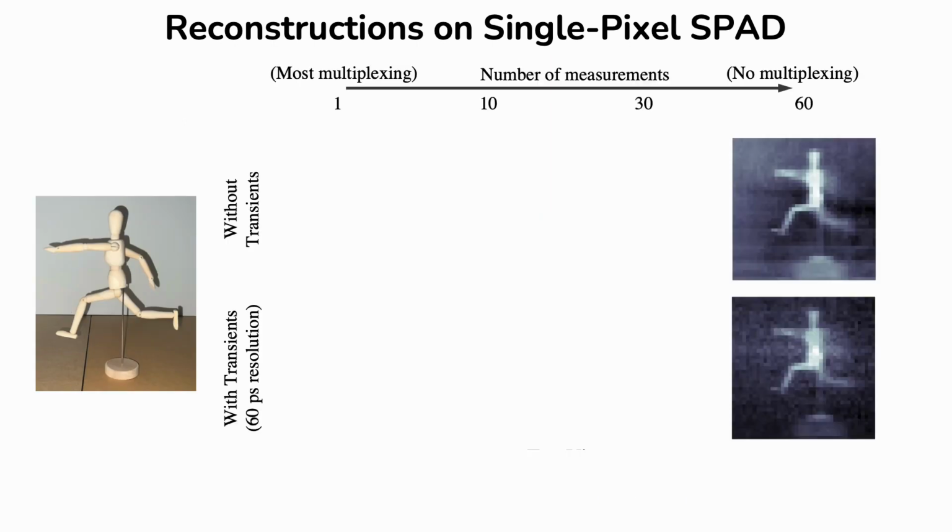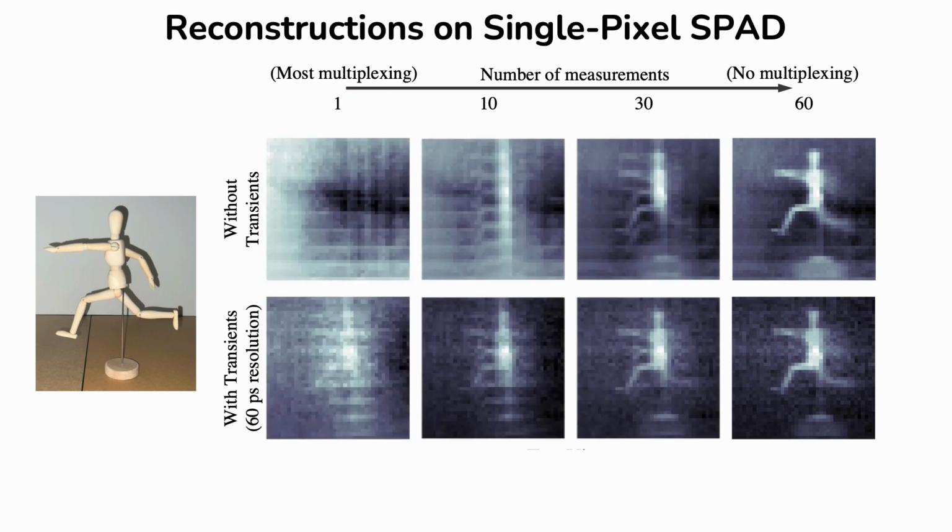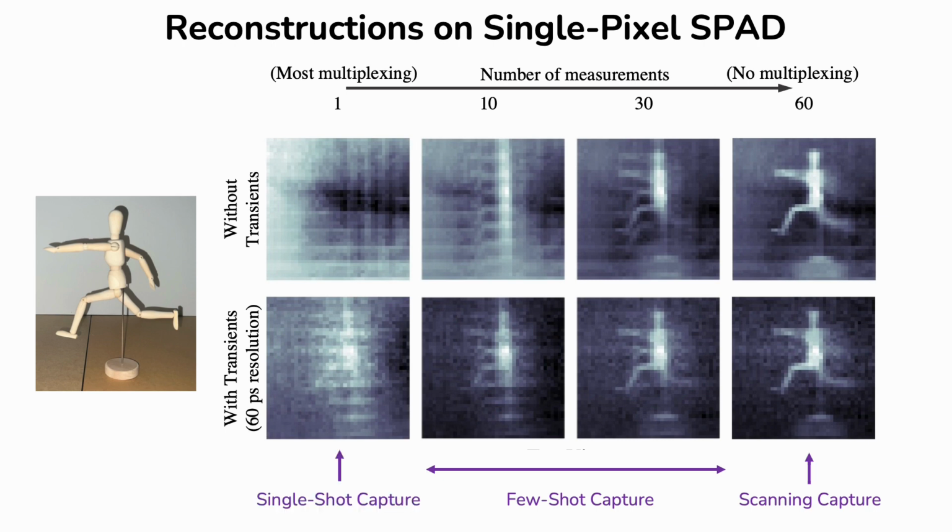We see that if we collect 60 measurements, one for each laser spot, we obtain pretty similar reconstructions in both cases. However, as we start to multiplex more laser spots, the reconstruction worsens drastically without transients. We note that the rightmost case is scanning capture, the middle few cases are few-shot capture, and the leftmost case would constitute a single-shot capture.